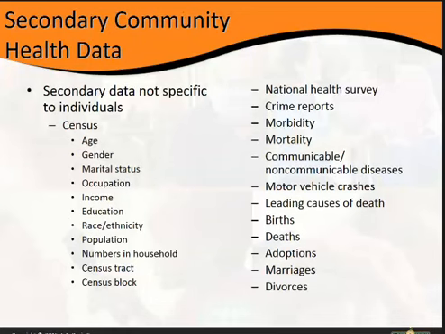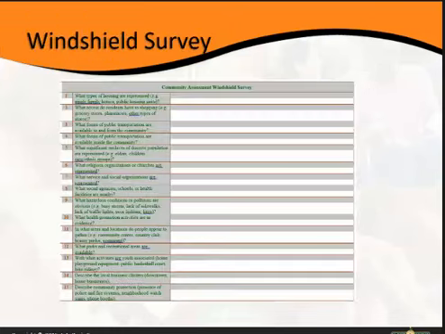Secondary community health data would be census material or census data, things that you pick up when getting online and looking a little bit further into the statistics and demographics of your community. So here's an example of the windshield survey that we actually have included in our course and for the project, and that is found on the Blackboard page.